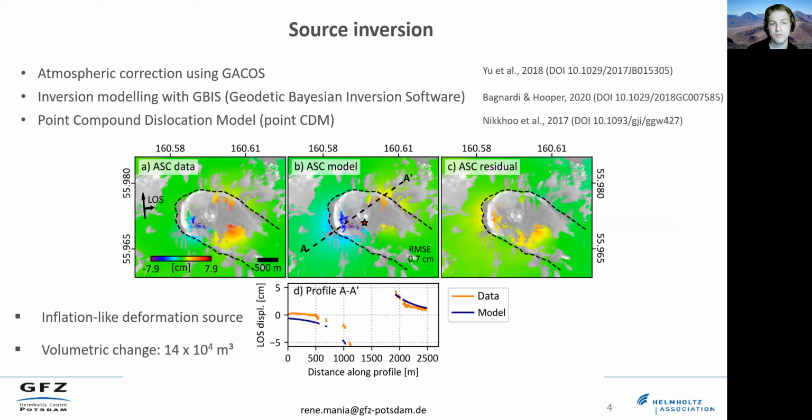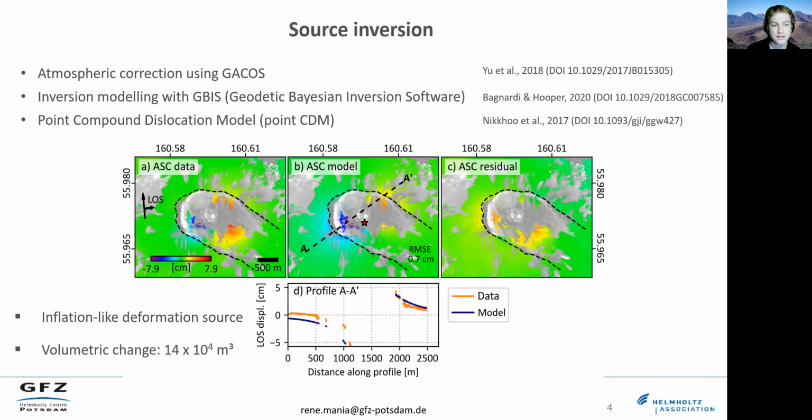In the next step, I unwrapped the data and corrected the atmospheric delay by using GACOS. And you can see the result here on the left of this figure. Then I applied the inversion modeling software GBIS by using the point compound dislocation model. The resulting optimum is visualized in the middle, and we can see that it matches the observed deformation fairly well. However, there's still some residual left, and we can see that also very clearly in the profile. Nevertheless, it's still very close, indicating that the source depth at least is rather reliable.